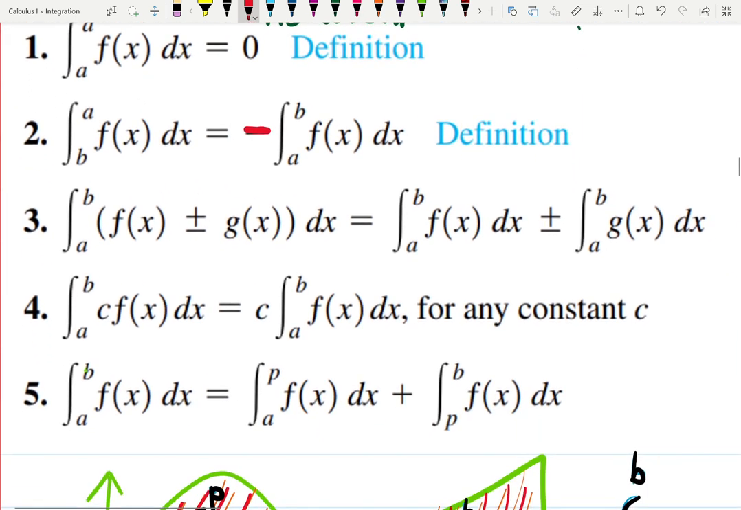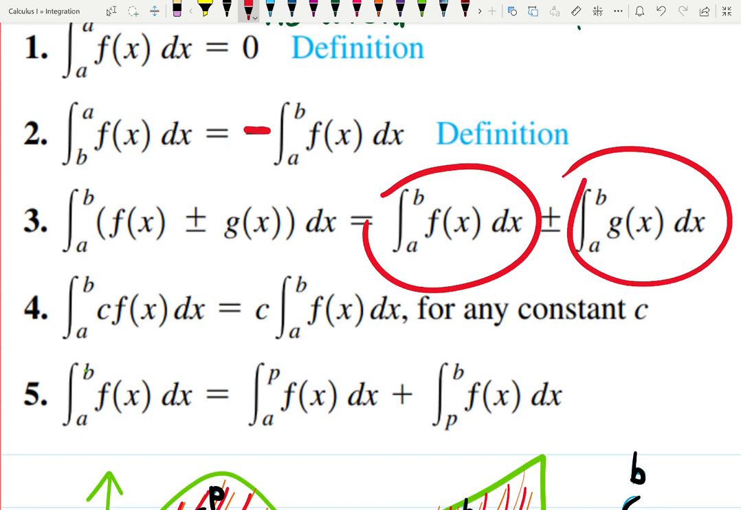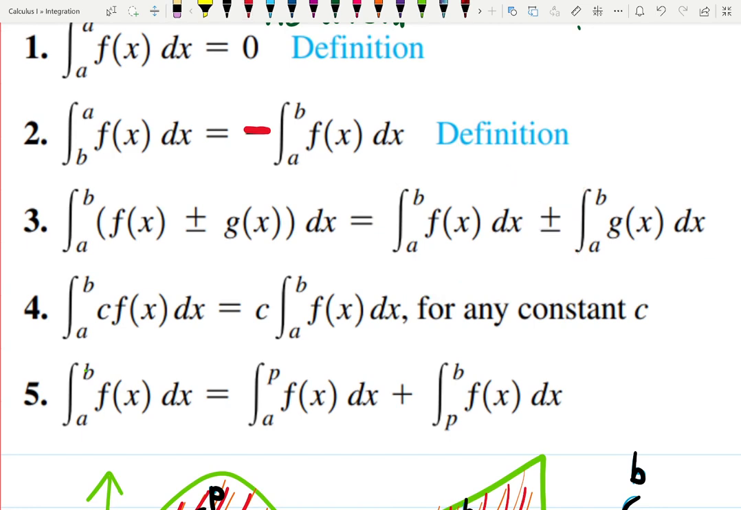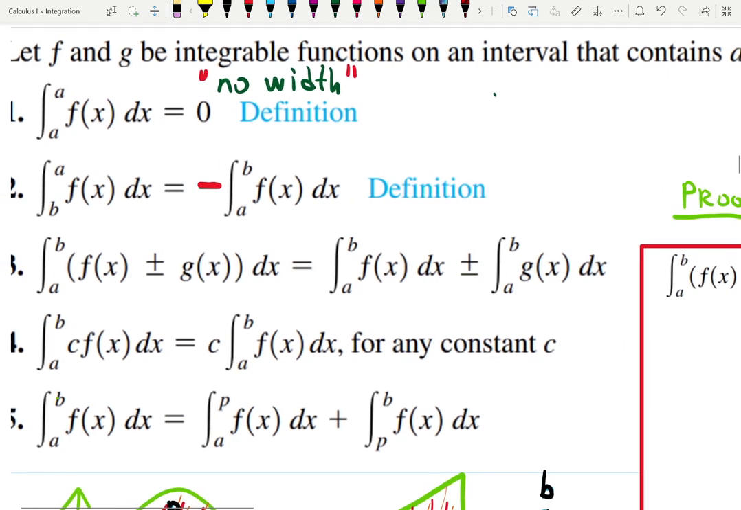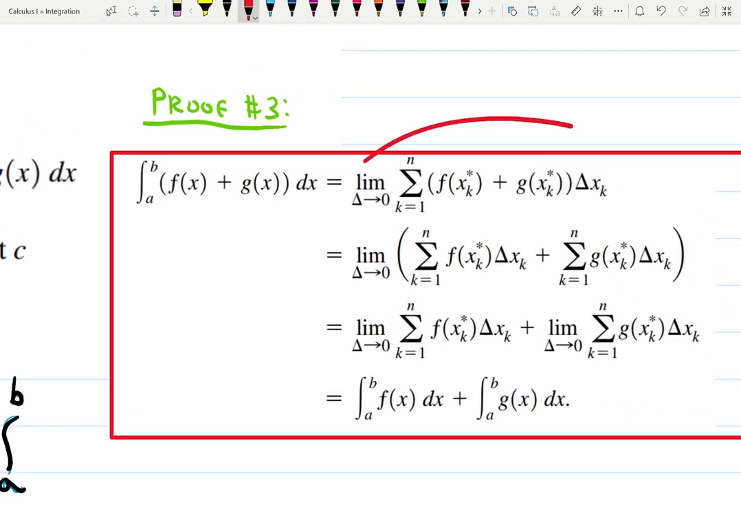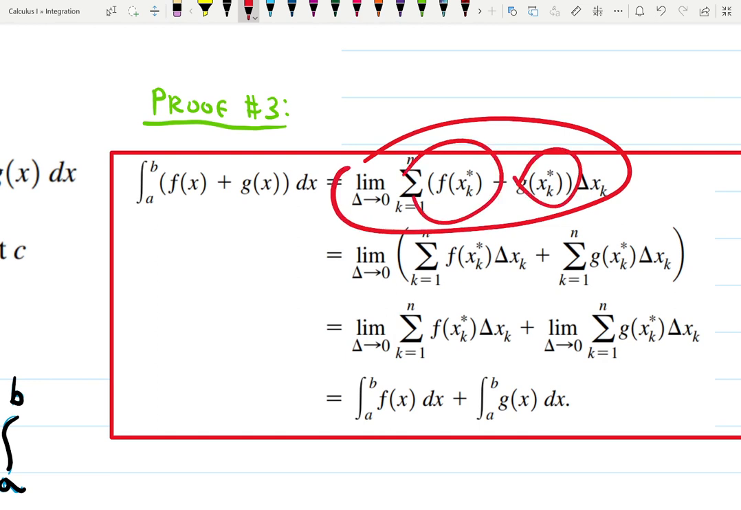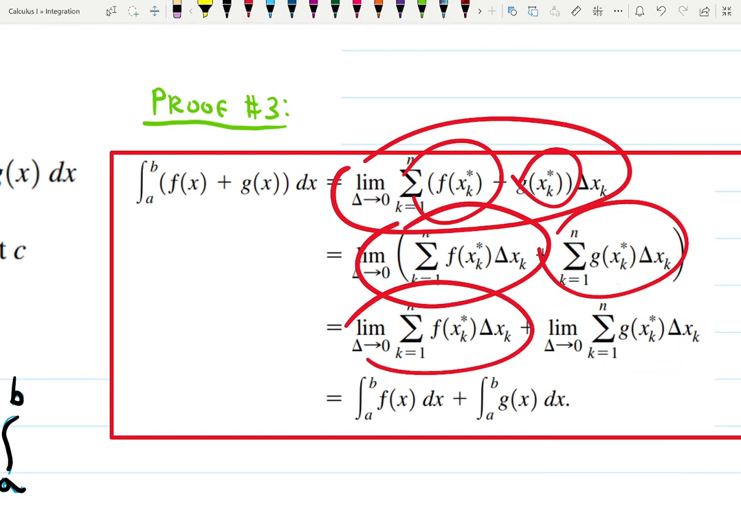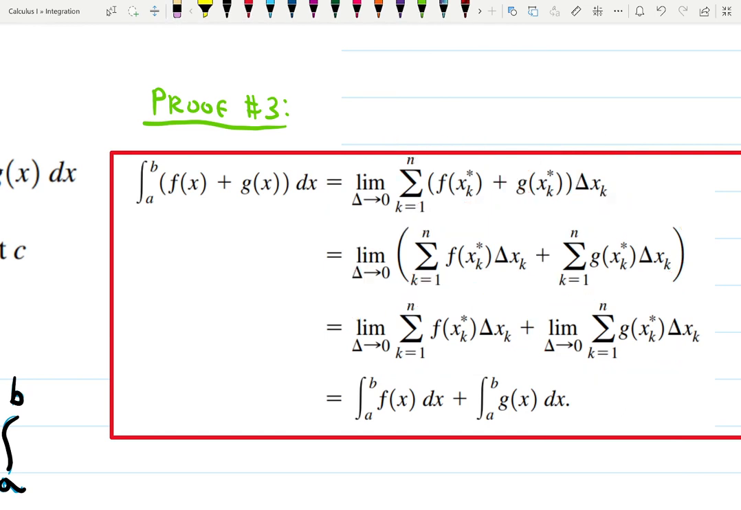If you have two functions added or subtracted, you can calculate two different integrals, just like we had with integrals before. And then I always like to explain it. For this property number 3, there's a proof. Some students ask me about it. It comes from the limit. Limit of a sum is the sum of two limits. Each sum becomes part of each limit because the functions are continuous. Each limit gives you the definition of each definite integral.